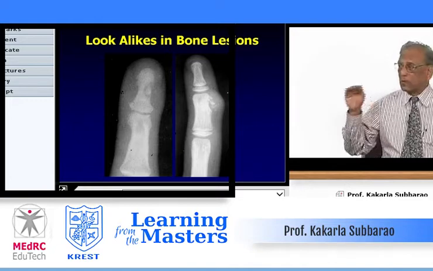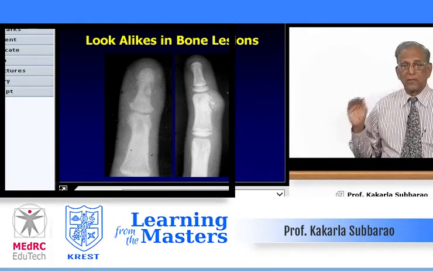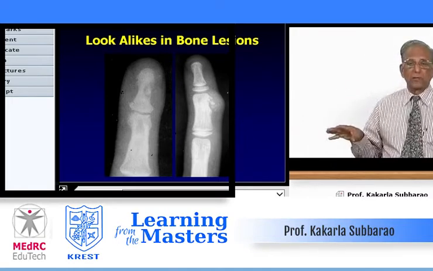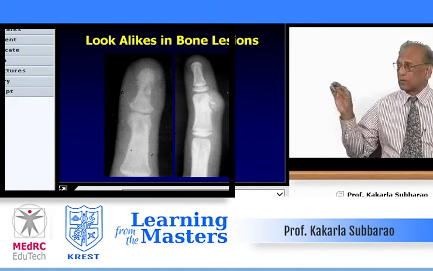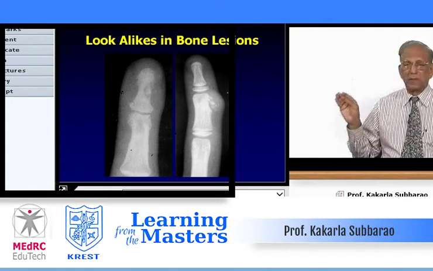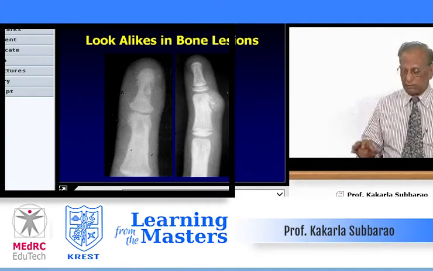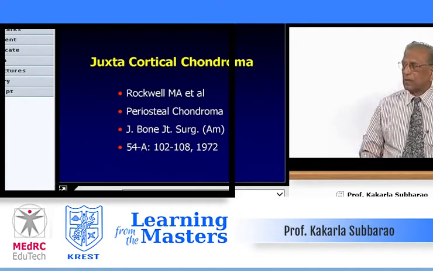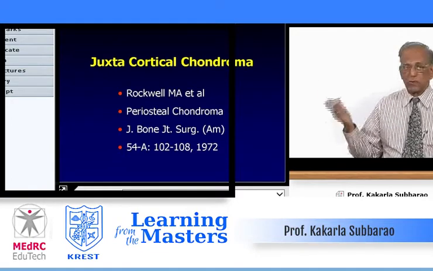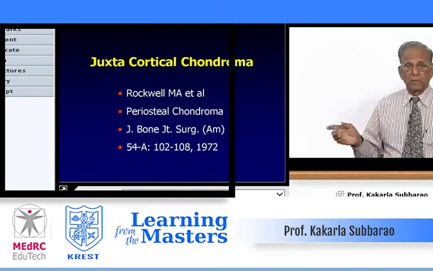Whenever you see a hook-like process like that, think of a chondromatous lesion. This is a periosteal or juxtacortical chondroma. Those calcific densities are chondromatous lesions. There is scalloping and there is localized soft tissue swelling. Juxtacortical chondroma, of course, there are some references. This is also called, as I said earlier, periosteal chondroma.